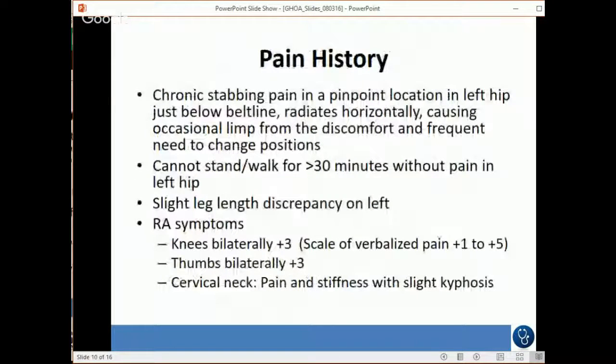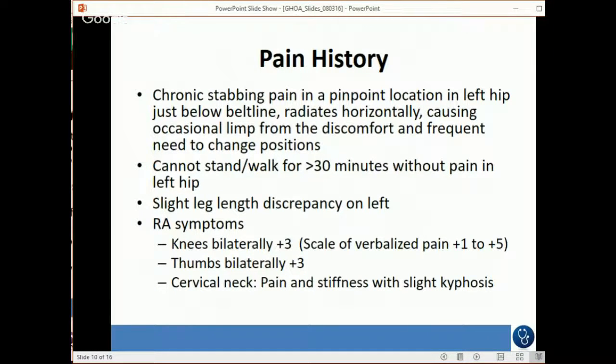Now, she comes in with a chronic stabbing type pain in a pinpoint location around her left hip area just below the belt line, and it radiates horizontally, not laterally like we'd think, and it causes her to have an occasional limp from the discomfort and the frequent need for her to change positions. Well, she can't stand or walk for more than 30 minutes at a time without pain restricting her in that left hip. And she also has a very slight leg length discrepancy on that left side.